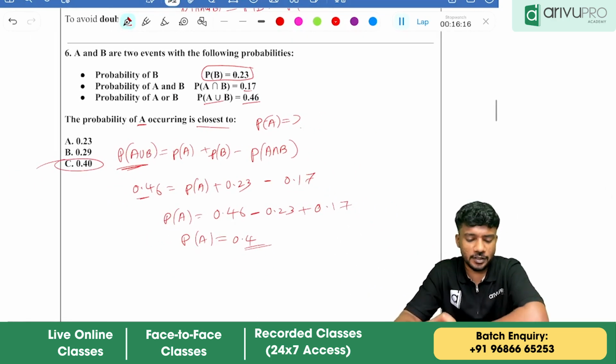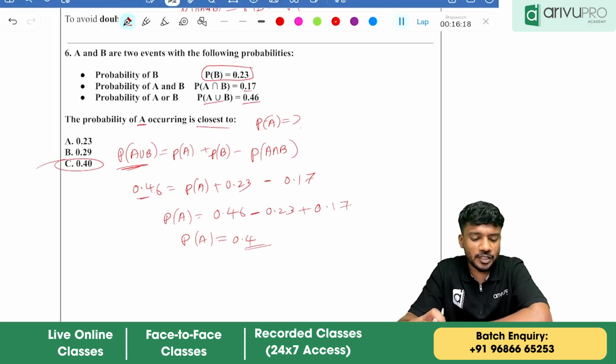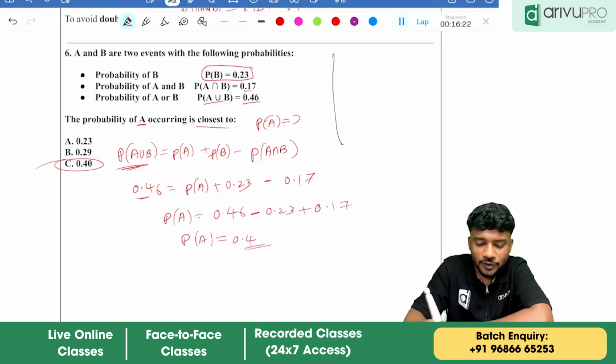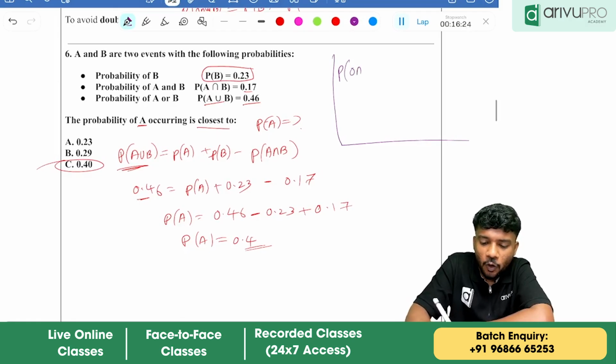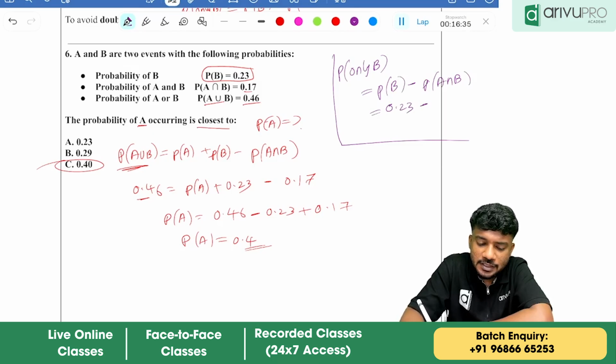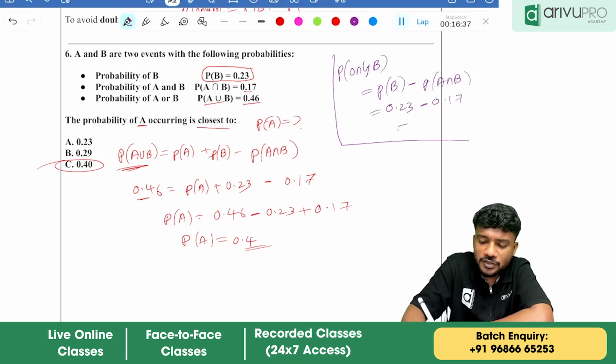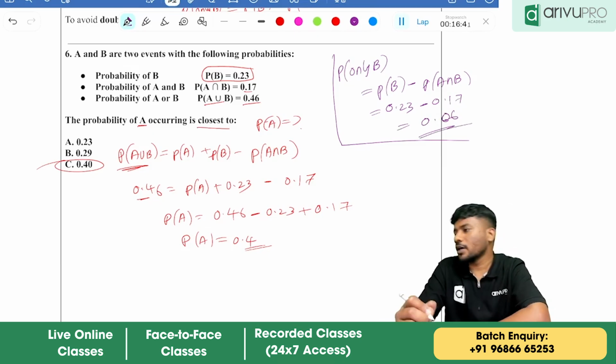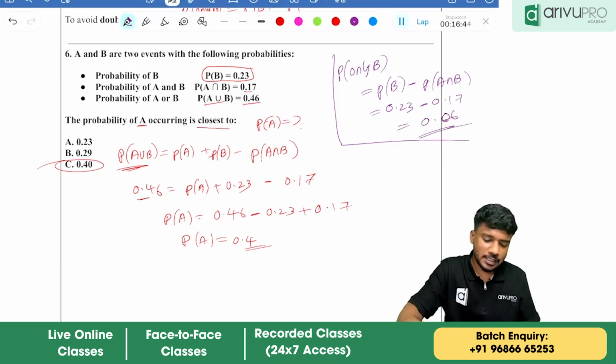What if here the question was P of only B? We will write it as P of B minus P of A intersection B. P of B is how much? 0.23, minus P of A intersection B, which is 0.17. So the answer is 0.06. Okay, understood? Yes. Next question.